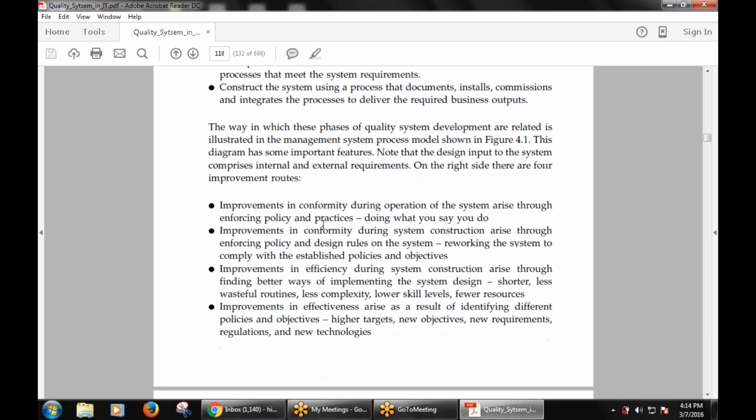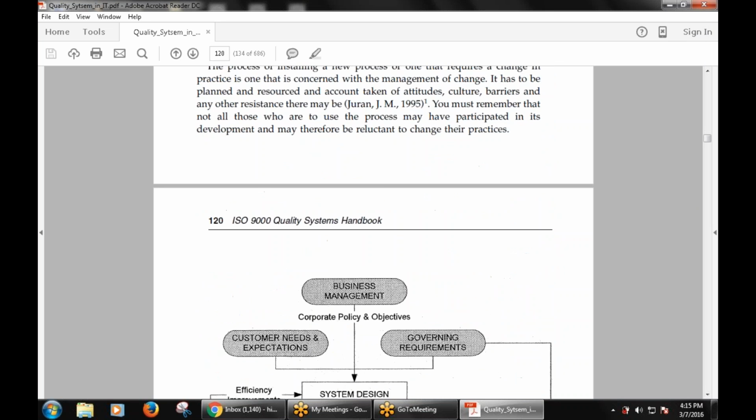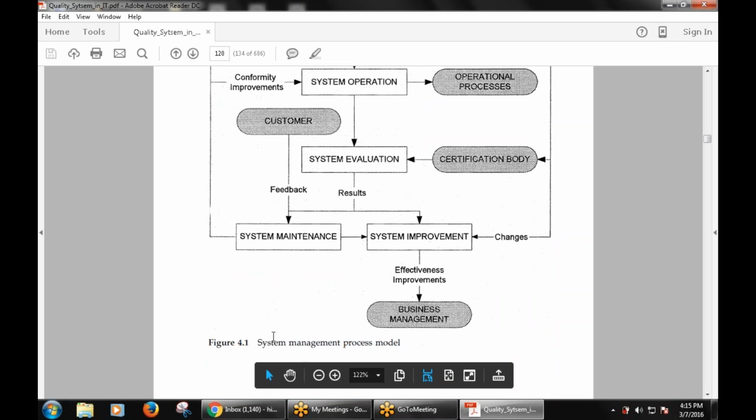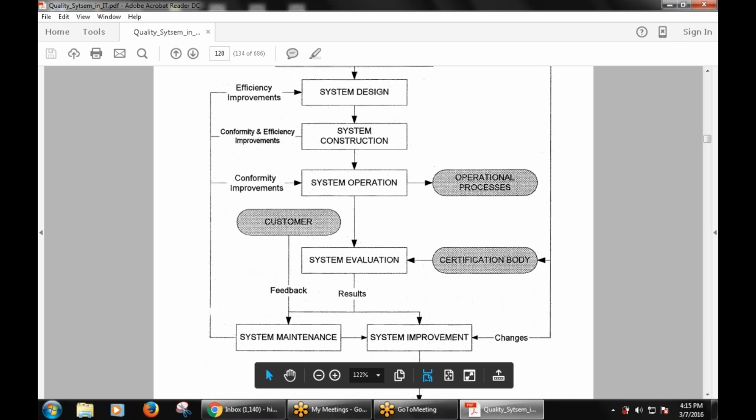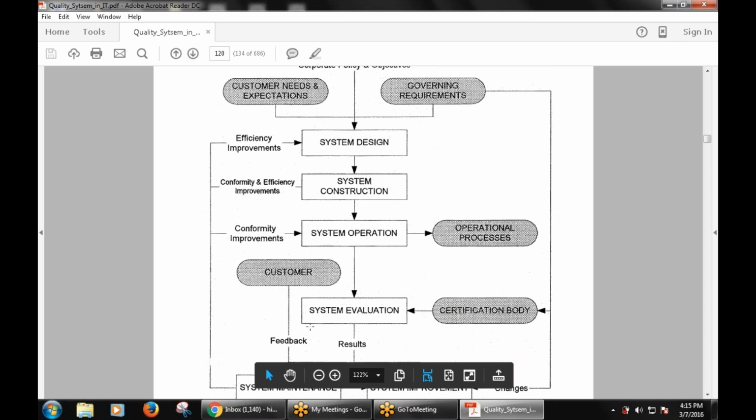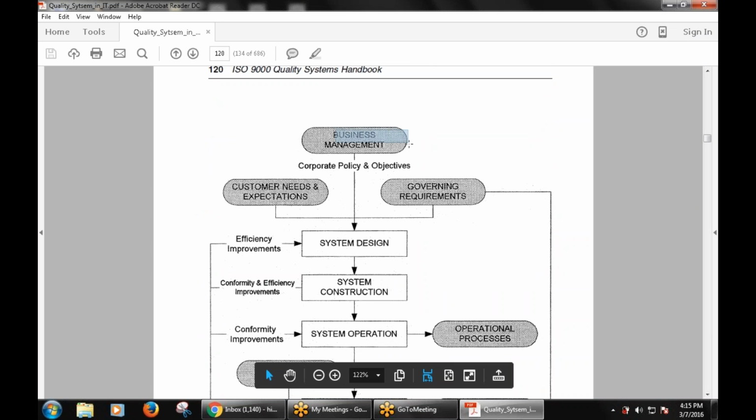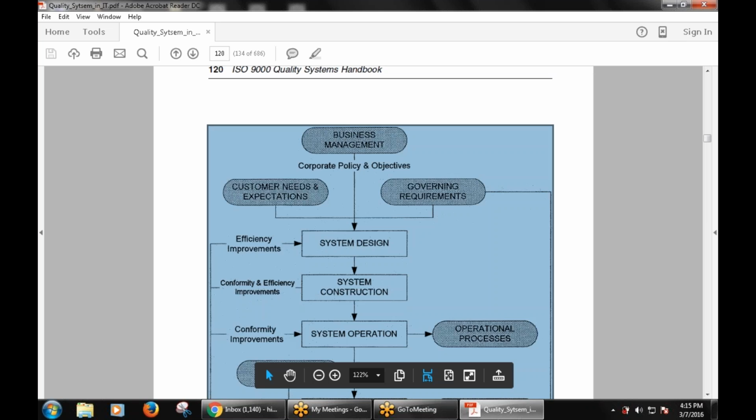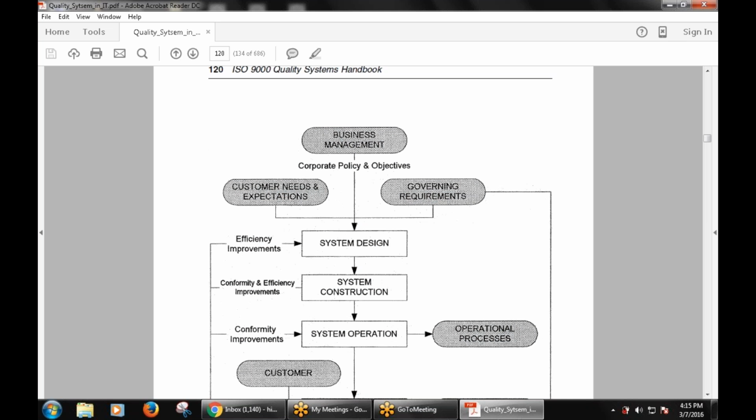Now, what is Figure 4.1? This is Figure 4.1 that shows the system management process model. So there is a system management process model. First of all, there is business management. That is how we are using the business management.